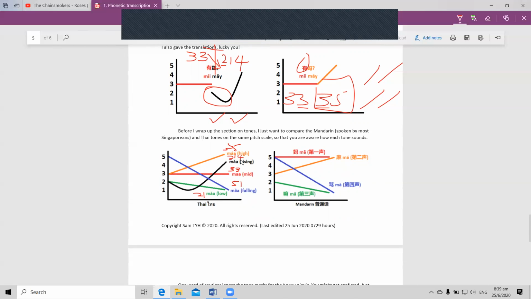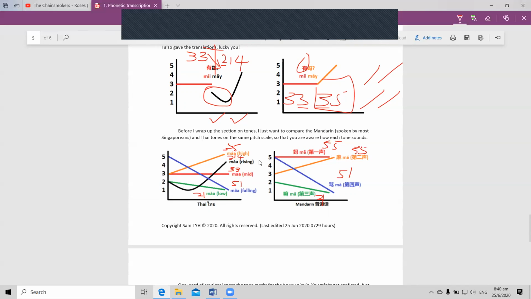For the Mandarin tones, 第一声 is 5-5, 第二声 is 3-5, 第三声 is 2-1, and 第四声 is 5-1. Let me pronounce them. Ma, ma, ma, ma, ma. Now the Mandarin tones. Ma, ma, ma, ma.